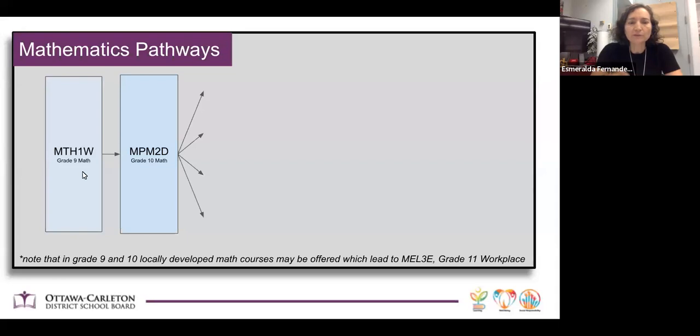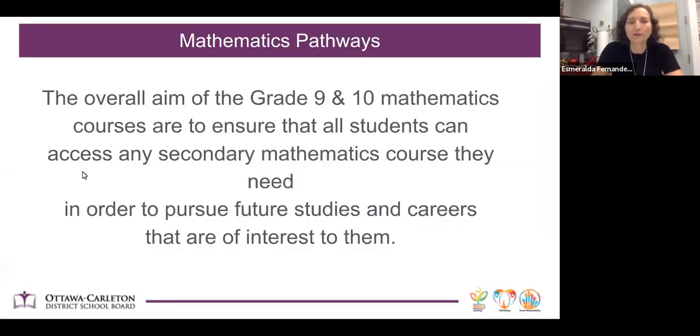You will note at the bottom, we do have some specially developed and locally developed math courses, and those vary from place to place and based on needs. So those are very specialized courses. The majority of students are taking the grade 9 math and the grade 10 math, and then they choose based on what they want to pursue in the future. So that is the overall aim of grade 9 and 10 mathematics: to give students choice and a background that allows for those choices in grade 11 and 12.